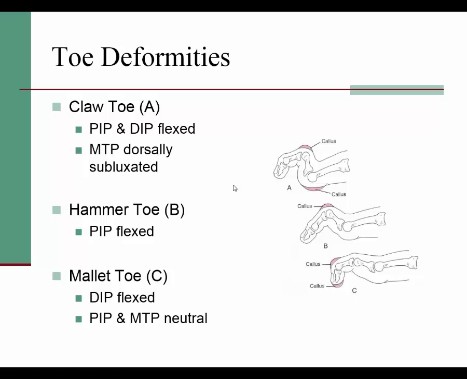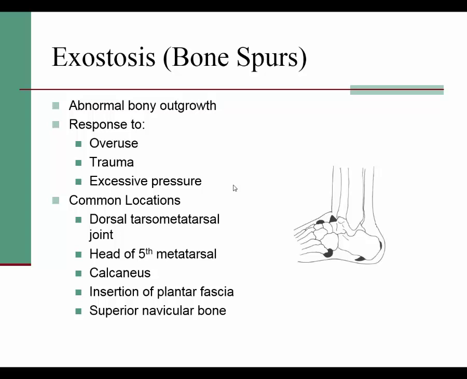Exostosis, bone spurs. This is abnormal bony outgrowth. It's a response to typically overuse or trauma, or some sort of excessive pressure. And you can get bone spurs in other parts of your body, but for now we're talking about the foot area and the ankle area. Common locations: the dorsal tarsometatarsal joint, head of the fifth metatarsal, the calcaneus, the insertion of the plantar fascia, which is very painful, by the way, and then the superior navicular bone. And we'll talk about plantar fasciitis in class.